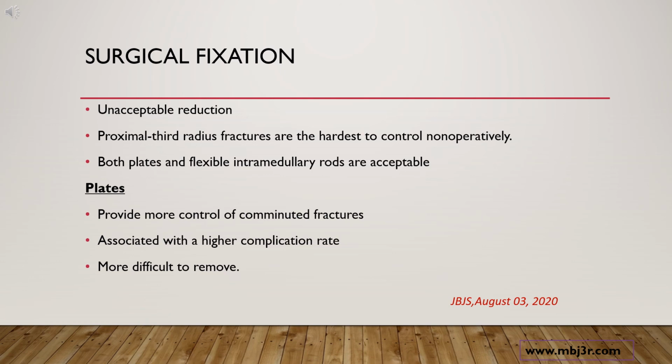If the child is older or reduction not acceptable, surgical fixation should be carried out. Proximal third radius fractures are difficult to control non-operatively in older children. For surgical fixation, both the plates and flexible intramedullary rods are acceptable. Plates provide more control of the comminuted fractures, but they may be associated with higher complication rates and are more difficult to remove.